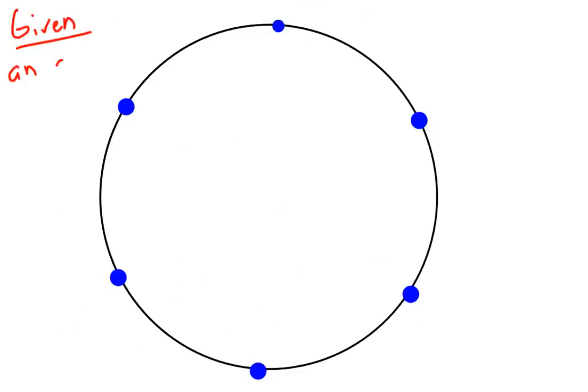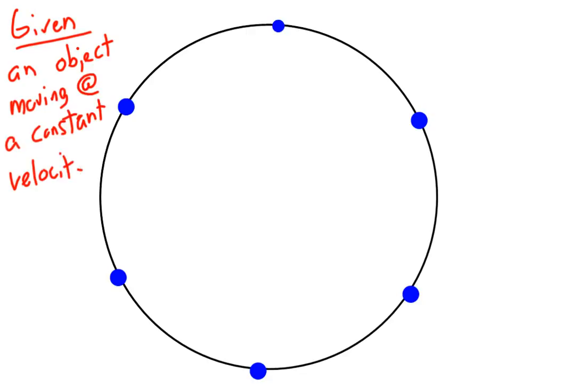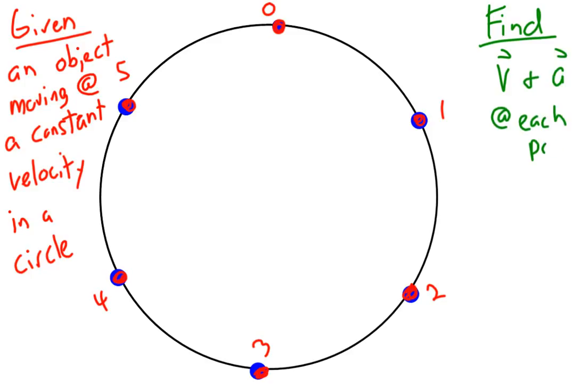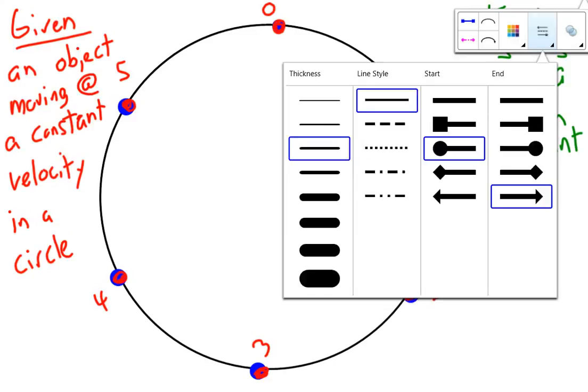So let's say that you are given an object moving at a constant velocity in a circle. So you go ahead and draw a circle, and you've got the different dots going around here. The object will start right up here, and it travels along the circle, and this is where it's going to be at different moments. And we're asked to find the velocity vectors and the acceleration vectors at each point.